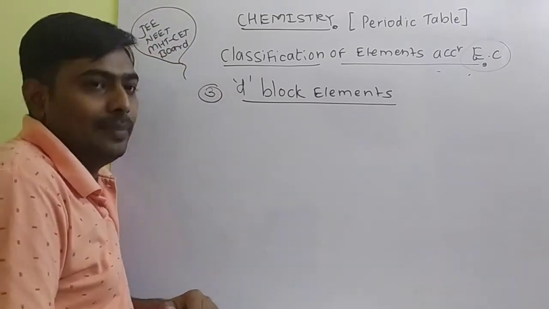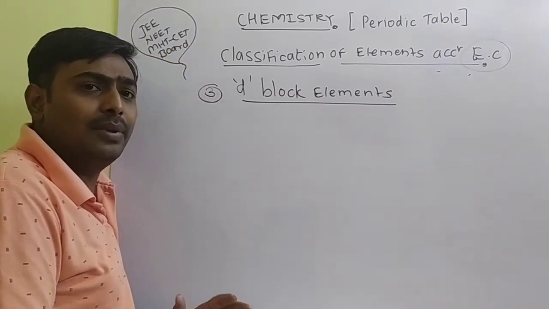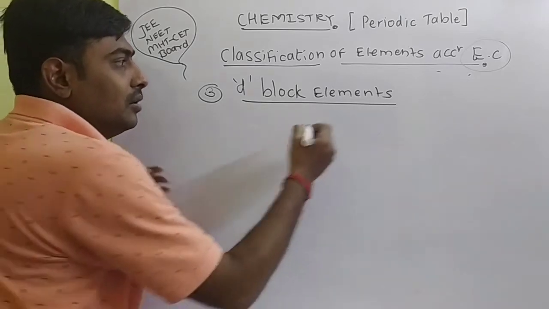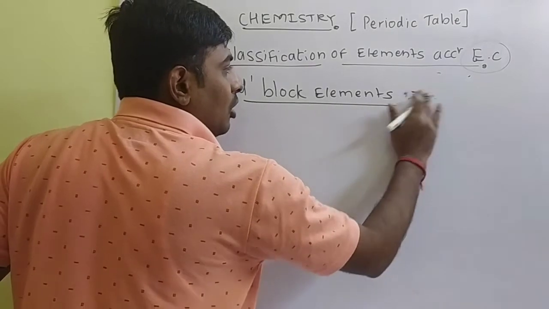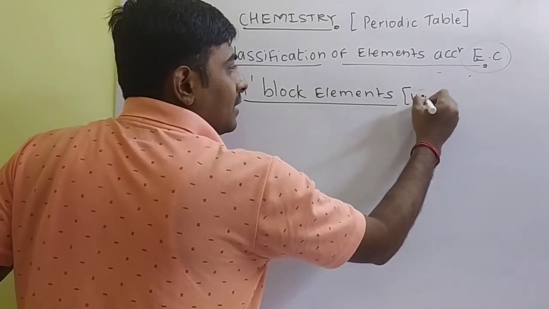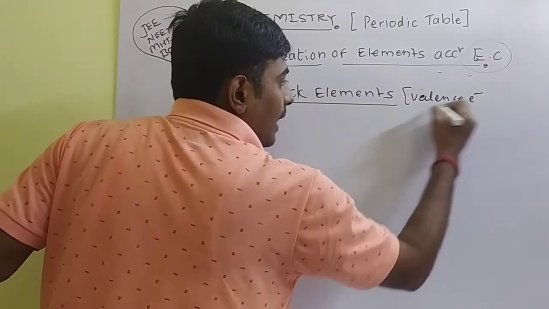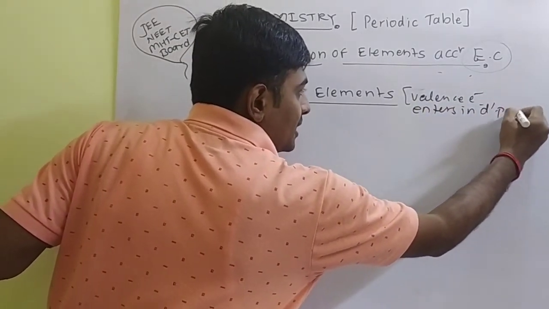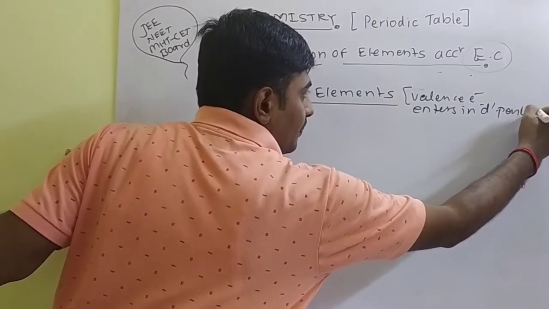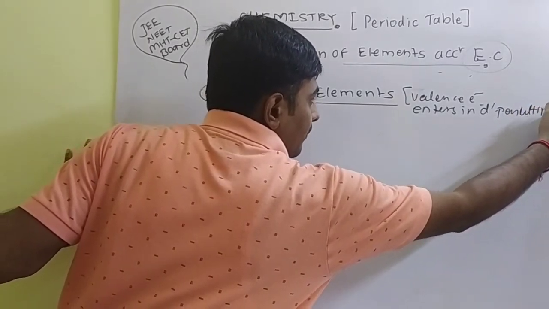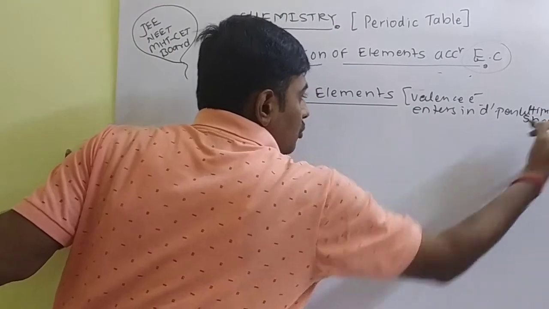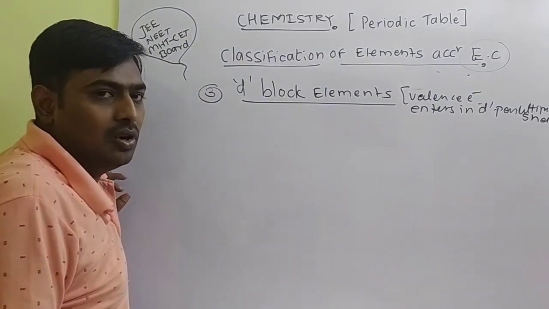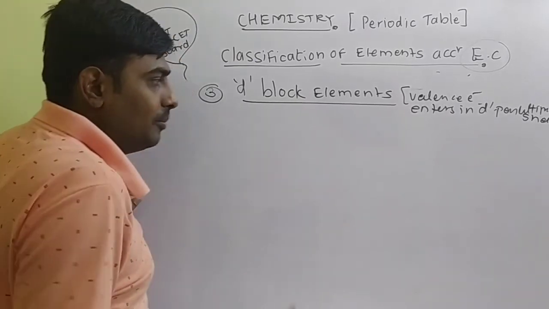So what are the d block elements? Again the definition is the same: those whose valence electron enters in the d penultimate shell. Whose valence electron enters in the d penultimate shell is called a d block element. So we will see the electronic configuration of d block elements.